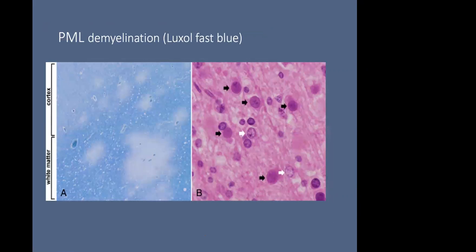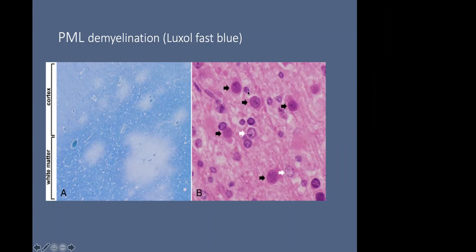And when you pick up a small bit of tissue and stain it with Luxol fast blue, which is a stain for the myelin, you can see these small circumscribed zones of demyelination. This blue color is the normal color of the myelin, and the color is gone. Why? Because the oligodendrocytes are being killed by the virus.